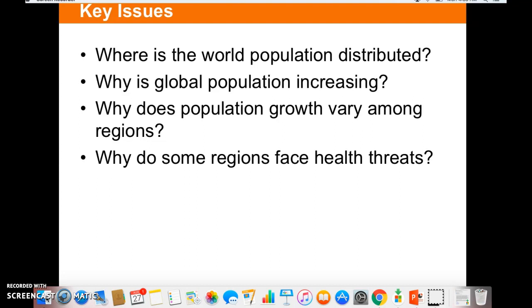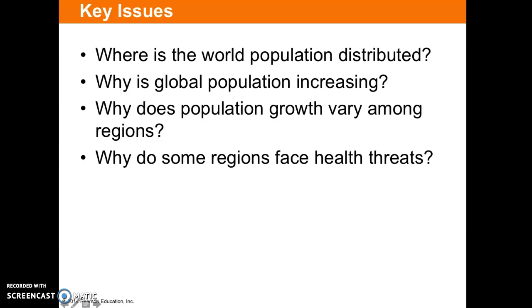So where do we find most of the world's population? Where is it distributed? Why is our global population increasing? Why does this growth vary between different regions? So why is the growth rate different in Europe than it is in sub-Saharan Africa? And why do some regions face health threats? And then we'll be carrying that over to look at why do people move to places that they do? Why are people migrating?